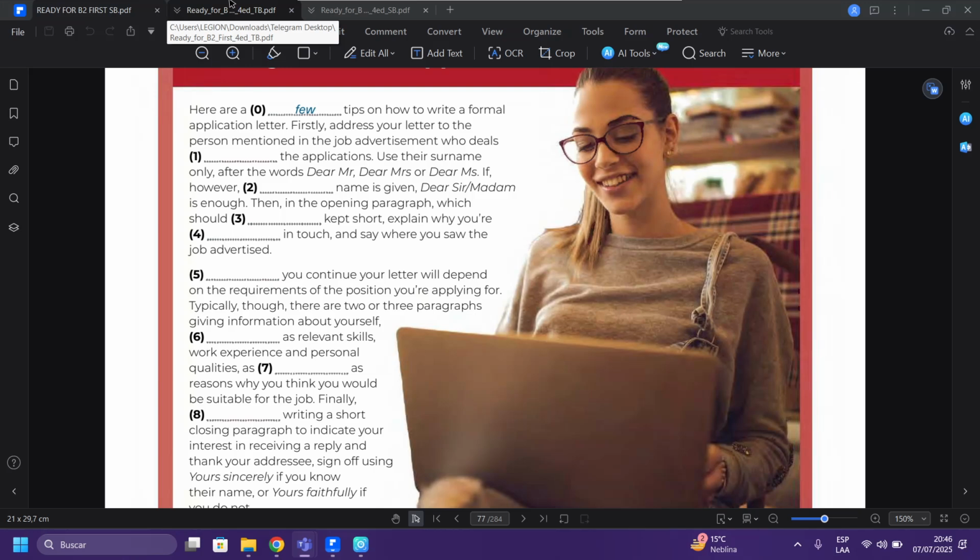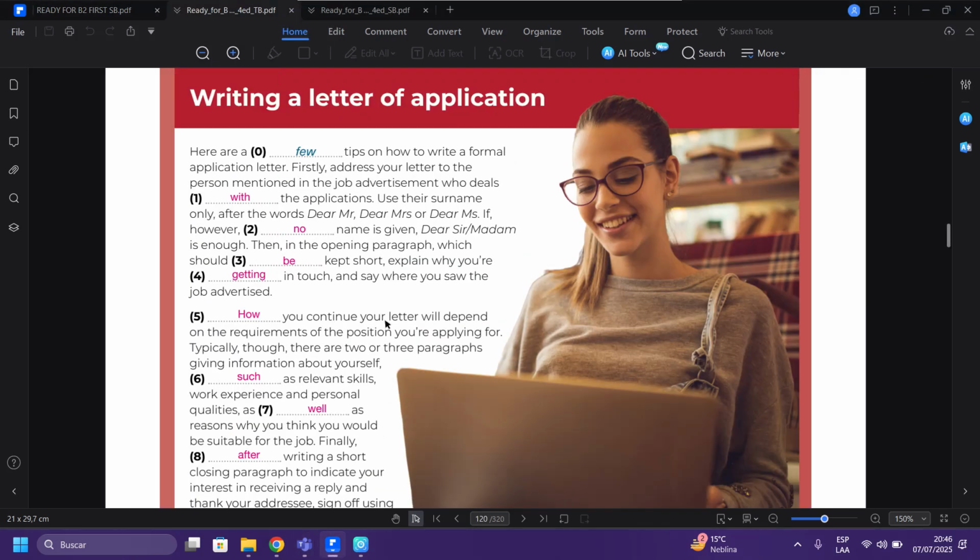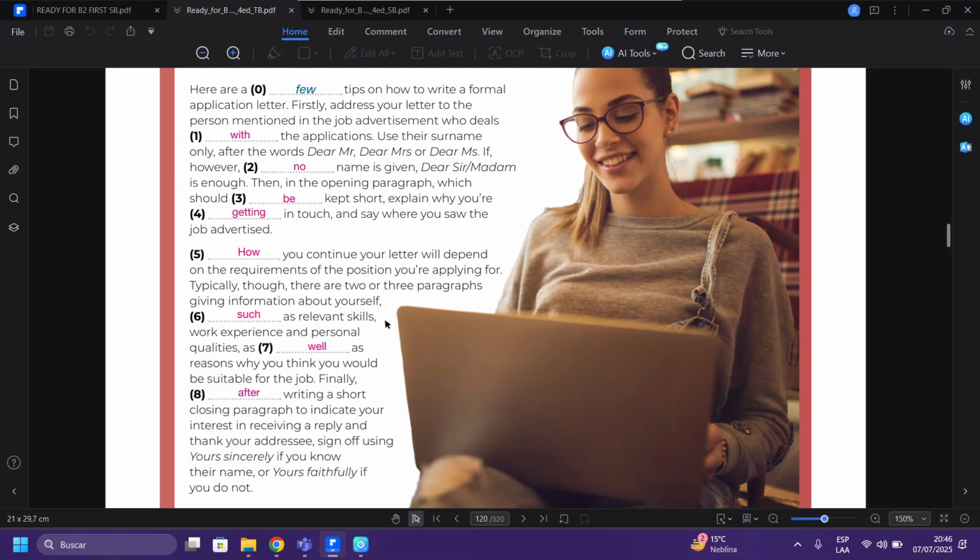Finally, I'm gonna show you the correct answers. There you are. Who deals with. However, no name is given. Should be getting in touch, you were right. How you continue, such as relevant skills, as well as, and after writing a closing paragraph. And as you can see, if you pay attention to this reading, it is talking about how to write a letter of application, which I'm going to do right now.